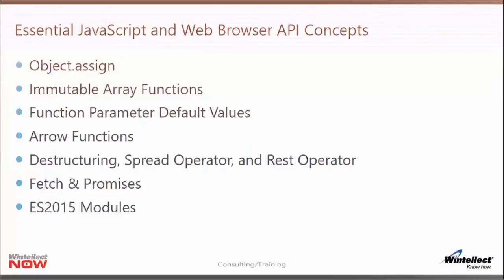Now, before we can dive into Redux, we need to make sure we cover some essential JavaScript and web browser API concepts. We need to talk about Object.assign, immutable array functions, function parameter default values, arrow functions, destructuring, the spread operator and the rest operator, fetch and promises, and ES 2015 modules. A lot of new concepts in here to actually build Redux applications. Now, Redux itself doesn't absolutely require all of this, but when you look at Redux applications, you're going to be seeing them use the latest and greatest JavaScript stuff. So we want to make sure that we know how to do that as well.